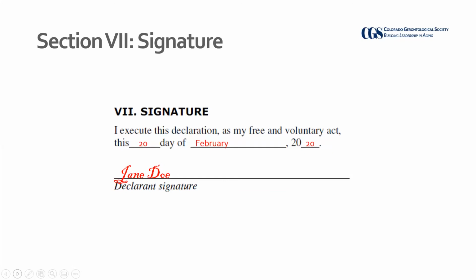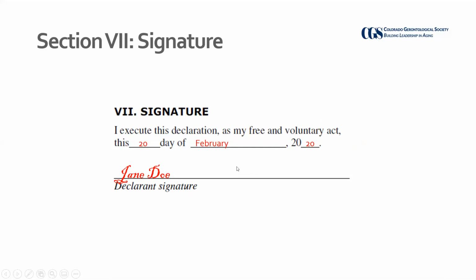So Section 7 is your signature. Remember that if you're going to get this document notarized, pause, do not sign it. You will need to sign it in front of the notary. If you're not going to get this document notarized, then go ahead and sign your document.